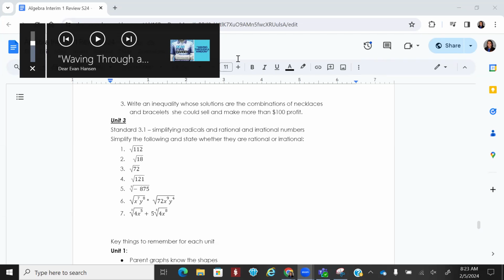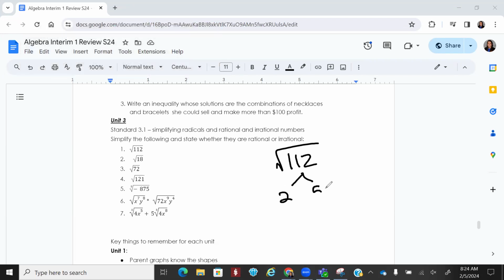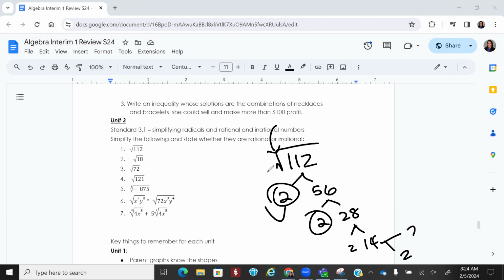Okay, and I am going to write pretty big so that you can actually see. So we've got square root of 112. I see that this is an even number. I'm going to divide it by 2. That's going to give me 56. I can divide that by 2, and that's going to give me 28. Then I can divide that by 2, and that gives me 14. I can divide that by 2, and that's going to give me 7. And now I'm looking for groups of 2. So we can pull out this one, and we can pull out this one. So 2 times 2 would give us 4, and we're left over with 7 inside the radical.